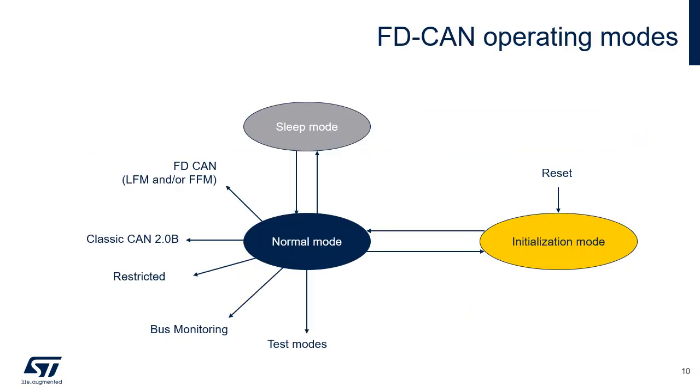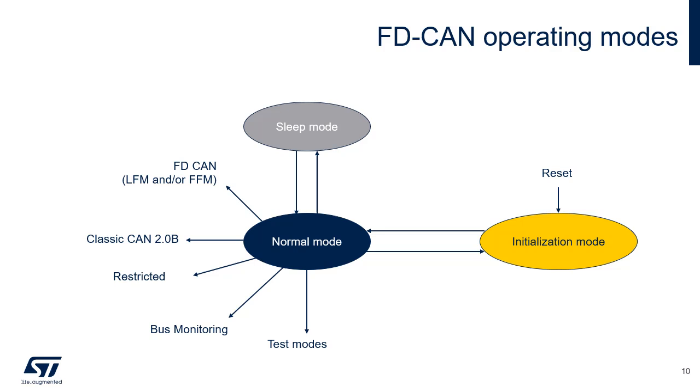The FDCAN has 3 main operating modes: initialization, normal, and sleep. After a hardware reset, the FDCAN enters initialization mode via software. In this mode, the peripheral must be configured, including bit timings and RAM allocation. In the bit timing configuration, the rate is set, and the sampling point is adjusted according to the actual serial bus line. The CAN controller then synchronizes itself with the CAN bus by waiting for 11 consecutive recessive bits.